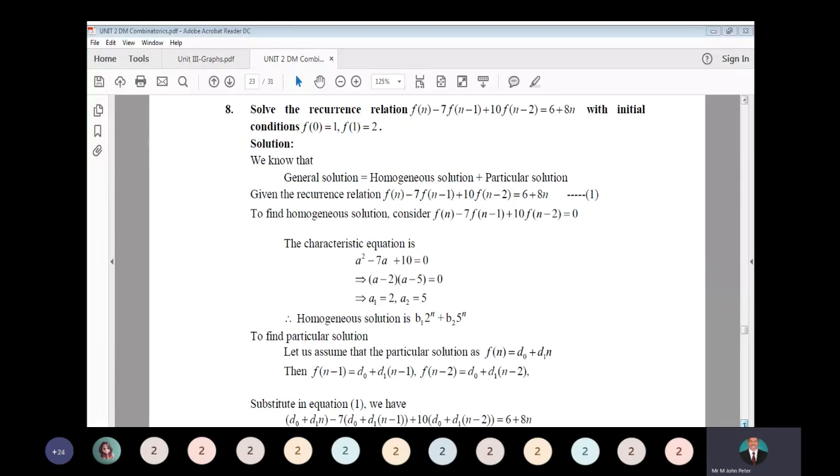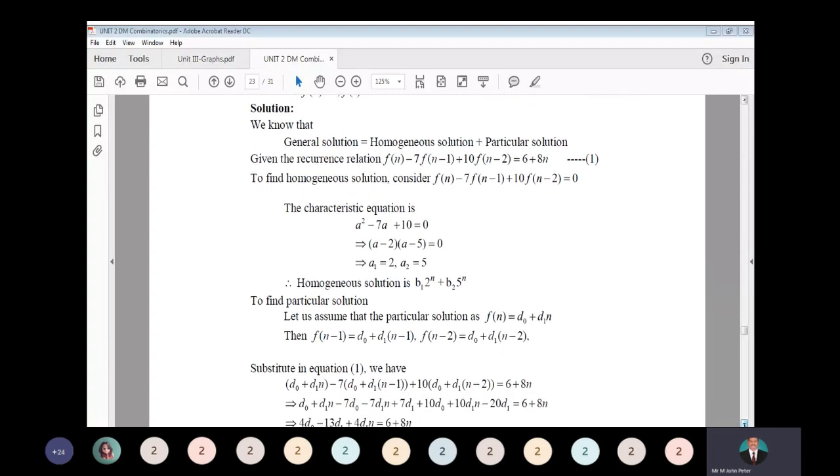Okay, so b1 into 2 power n plus b2 into 5 power n, two distinct roots. So that is b1 into 2 power n plus b2 into 5 power n is the homogeneous solution. Next, to find the particular solution, the given equation is in the form of q naught plus q1 n, or k. Whatever is given, we consider for k. So assume the solution d naught plus d1 n.